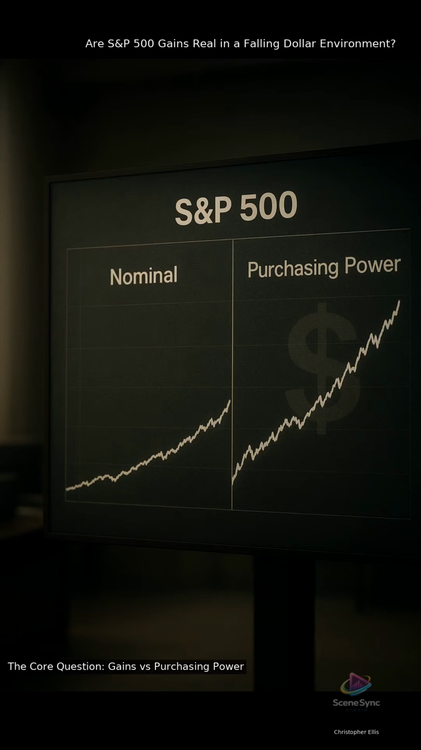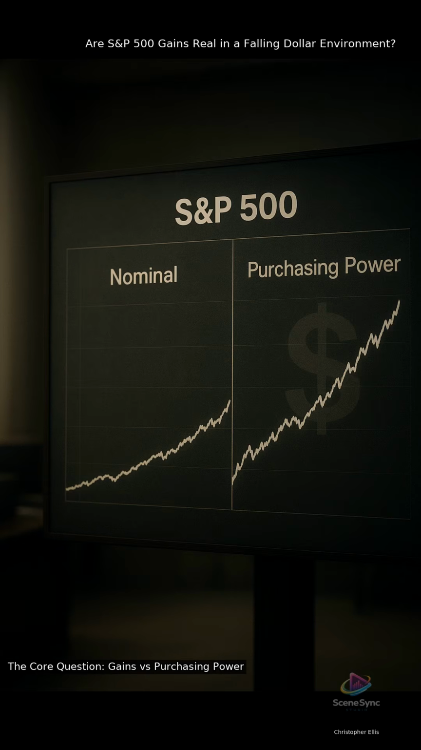The S&P 500 is rising, but if the dollar is falling at the same time, are those gains actually real? A rising market does not always mean rising value, especially when the currency behind it is weakening. To understand this, use a simple three-layer model to interpret returns.